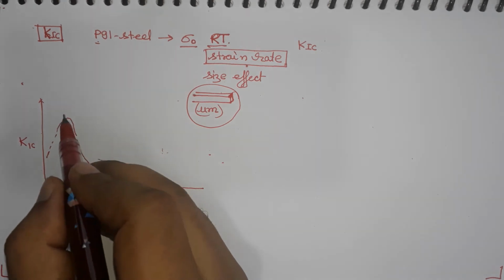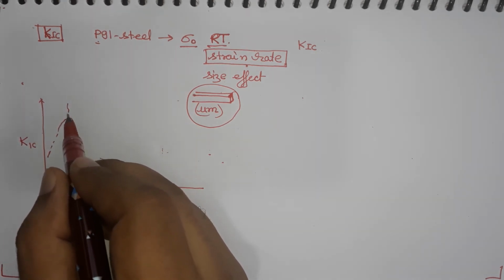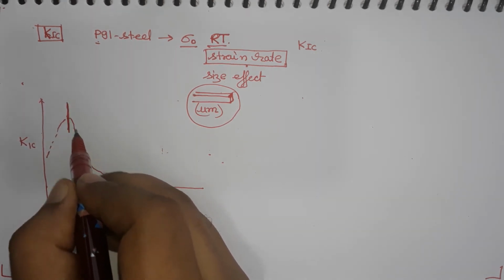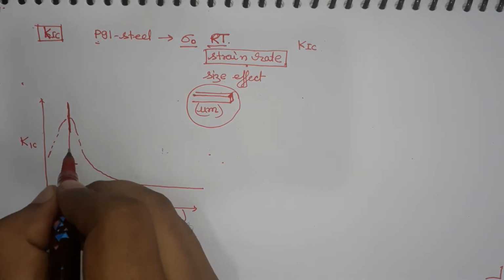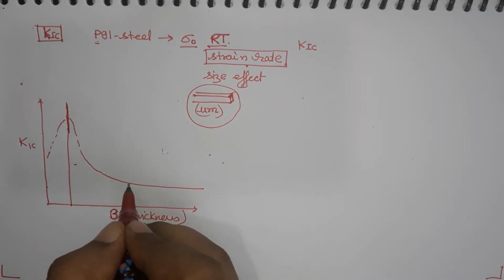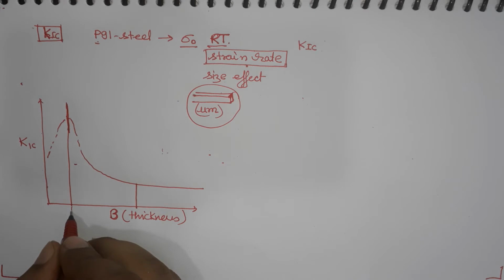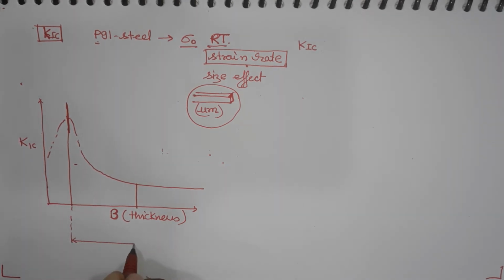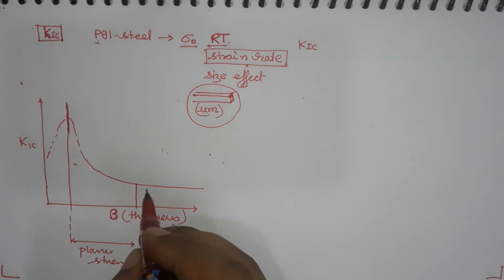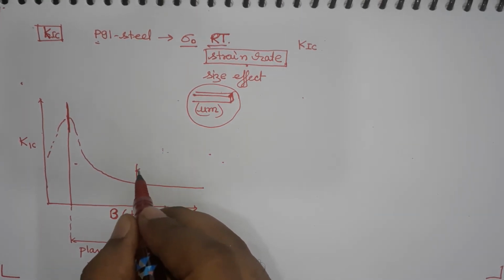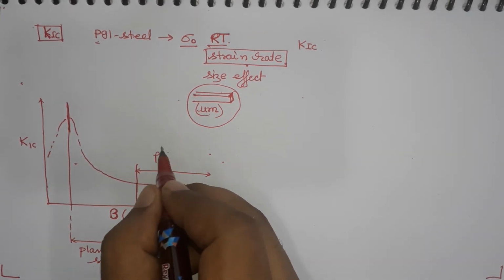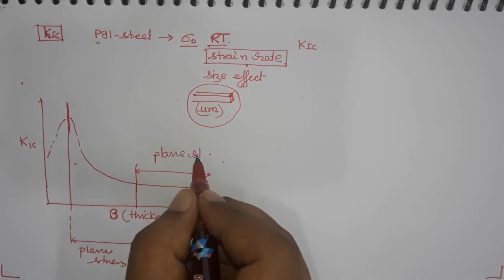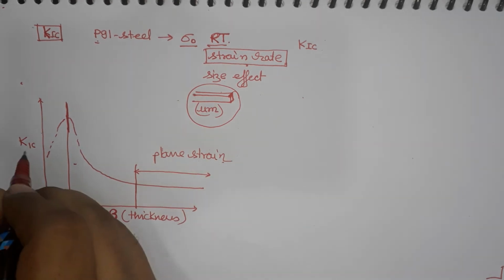So, in many books you will find only till here. So, you will see that, and this region belongs to plane stress domain, and beyond this you have plane strain condition. So, in plane strain condition you will have constant value of K1C.